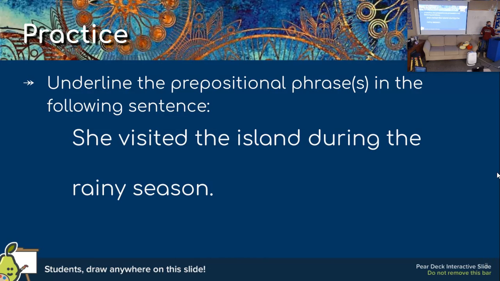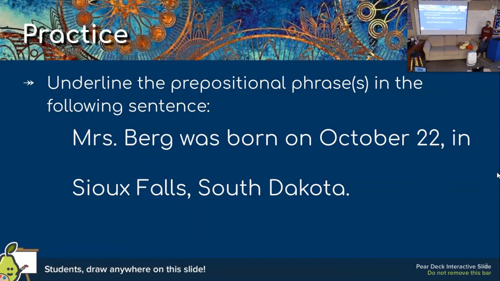Then we have to look, where is the object of the preposition? Where is the noun or pronoun that follows? That would be season. It's the noun that's functioning as the object of our preposition. So during the rainy season is our prepositional phrase, because the and rainy are modifying season. You guys with me? It looks like you're doing pretty well. Try this one.